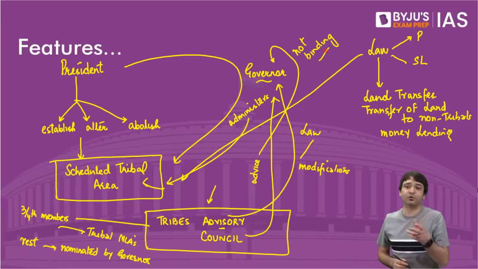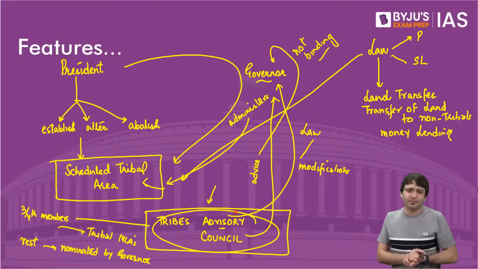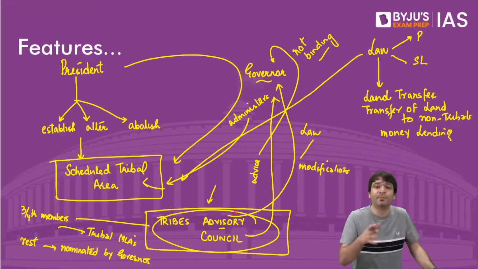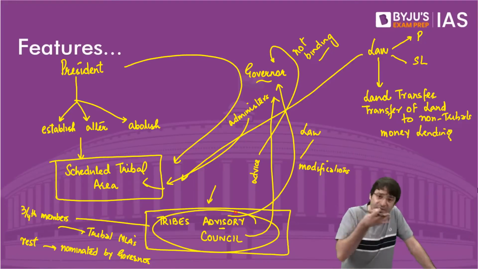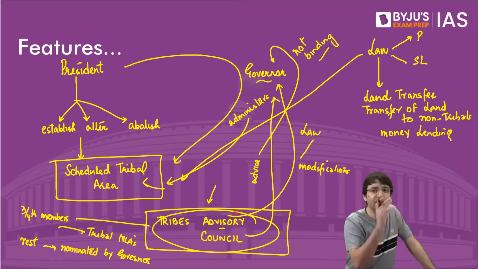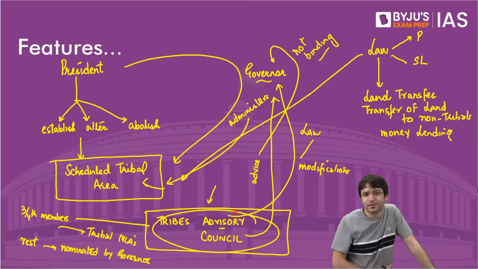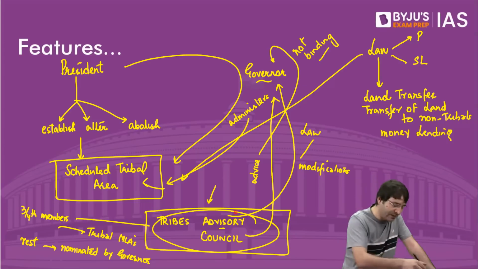Who will recommend, who will advise? This Tribes Advisory Council. But this recommendation, this advice is not binding on the governor because it's only an advice. That means the title of this council is Tribes Advisory Council, to advise the governor. Governor has a special responsibility in administering these tribal areas.